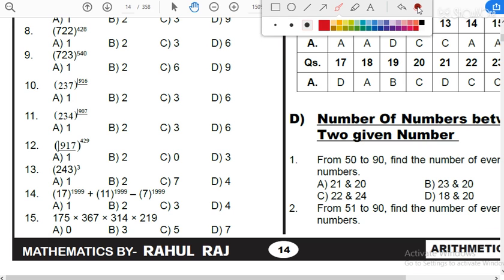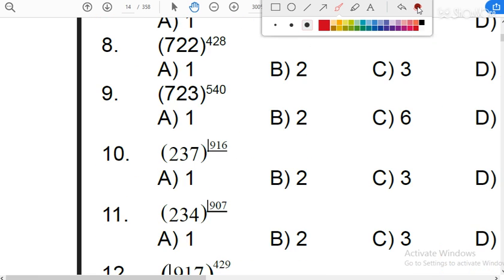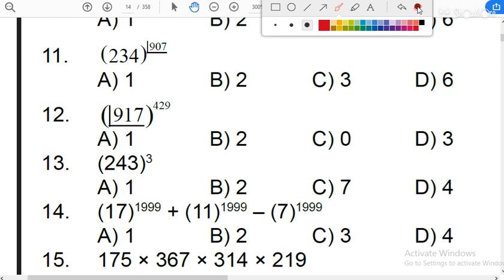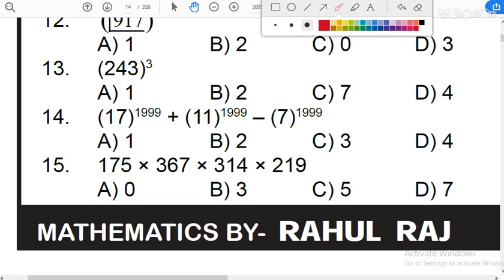Right. Good. So now I am going to solve question number 14. Mathematics by Rahul Raj sir. Good questions. Nice one. So moving to the next question, this one. I hope this will be the tricky one.